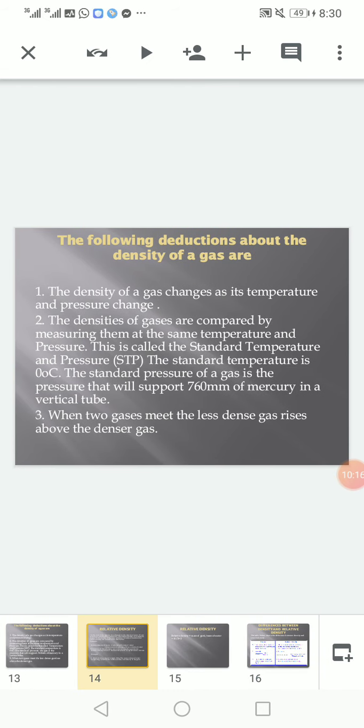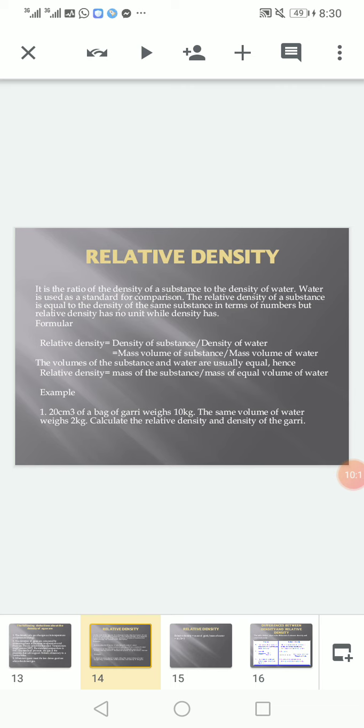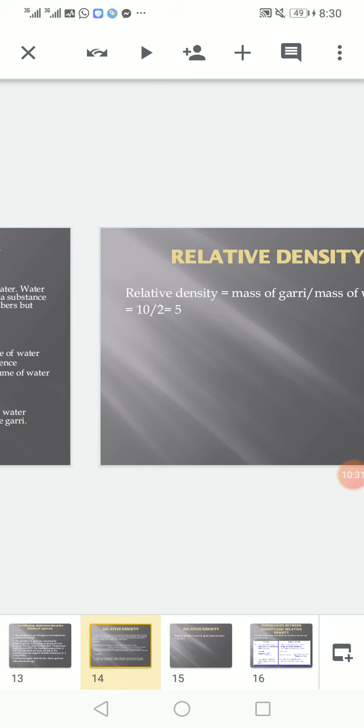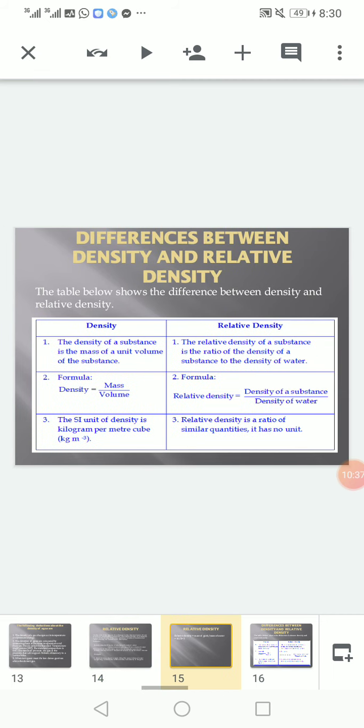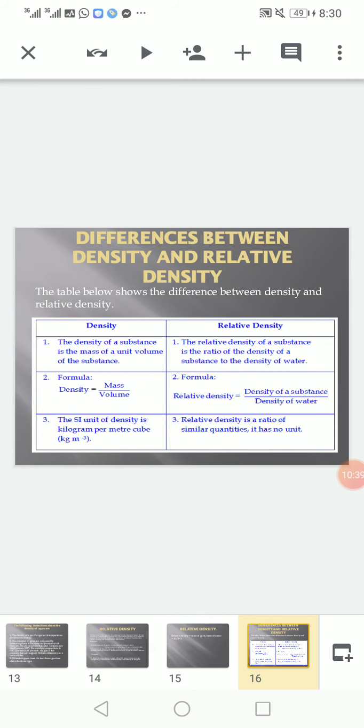We also discuss relative density. We say relative density is the ratio of the density of a substance to the density of water. Water is used as a standard for comparison. To compare the relative density, water is often used as a standard. I said earlier that the unit of density is kilogram per meter cube or gram per centimeter cube, but relative density on its own has no unit.